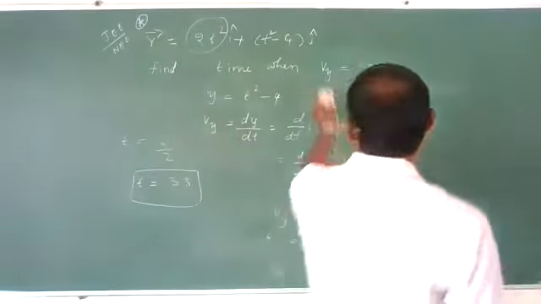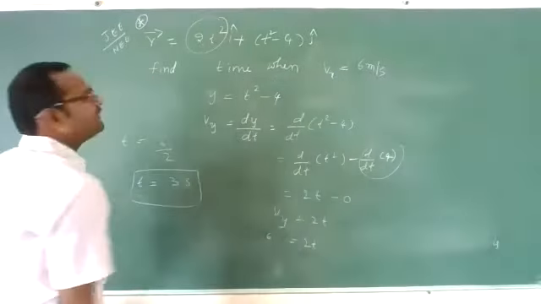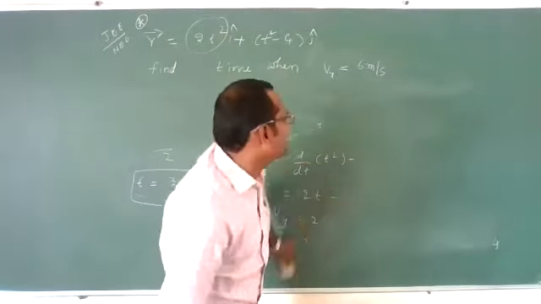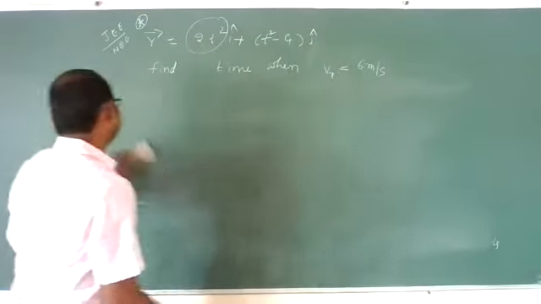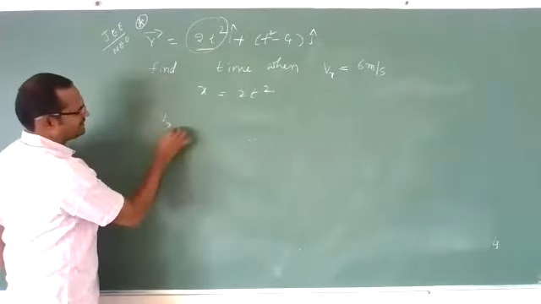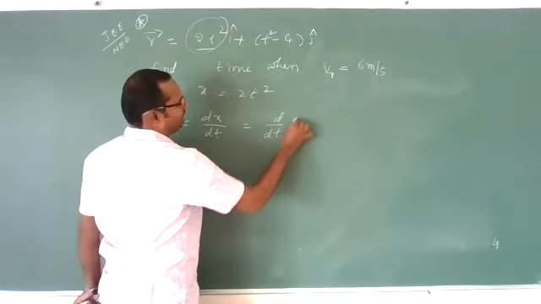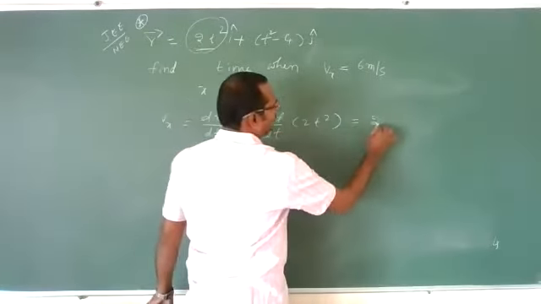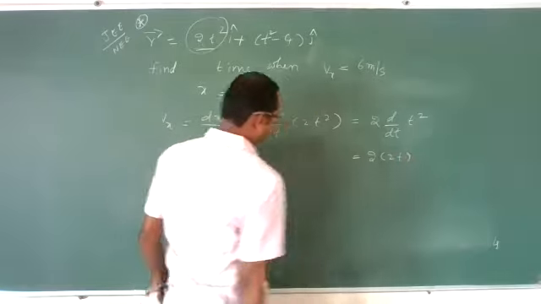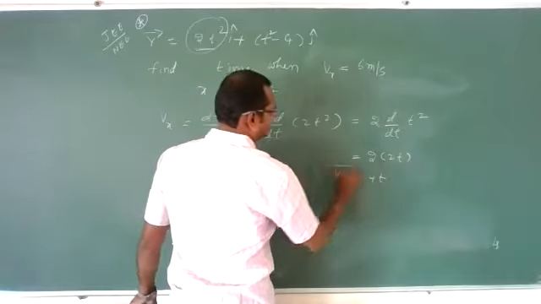Now, if I ask, find the time when horizontal velocity is 6, can you find? Yes, you can find. Horizontal velocity is 6 meters per second, then what is the time? Horizontal displacement: x is equal to 2t square. Then what is Vx? dx by dt, which is d by dt of 2t square, means 2 into 2t, which is 4t. This is Vx.